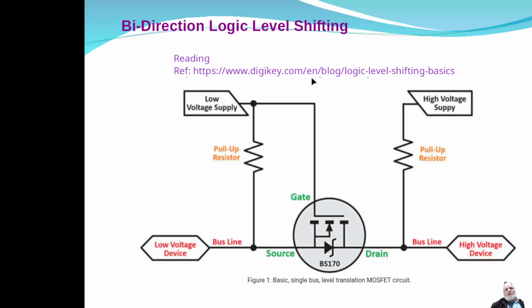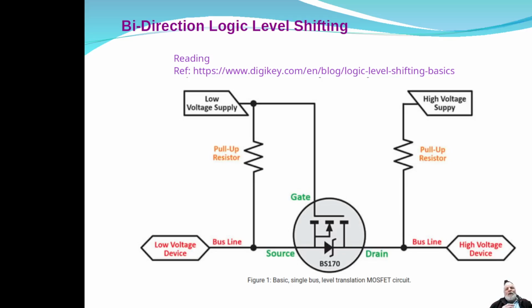Now again, if you read this DigiKey page, they do give you a slightly more complicated circuit with 4 transistors, which has a little bit of extra safety in it. But this type of circuit with a single transistor will work to allow the data to go in both directions. So it's a very handy circuit. Now again, here we're just talking about sending ones and zeros from one device to the other.